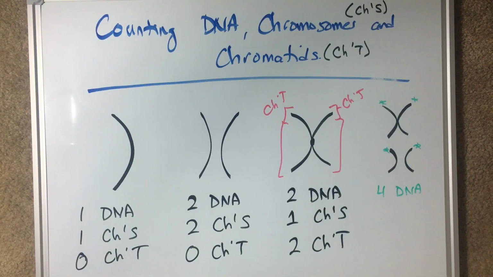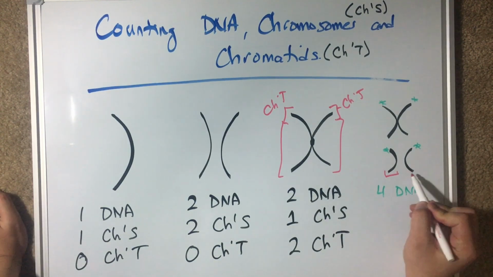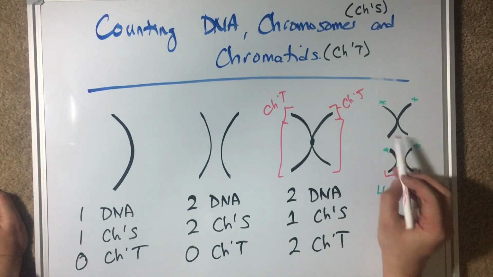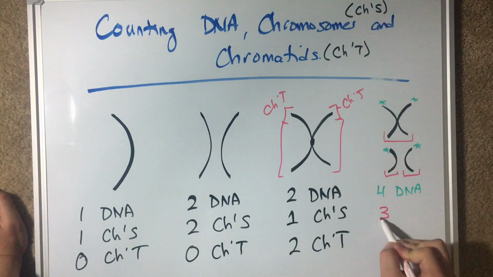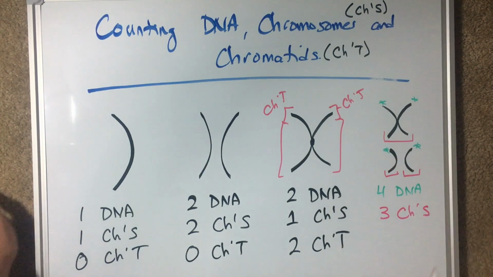How many chromosomes do we have? Well, we've got one entity, two entity. This one's connected, so this is 3 entities. So 3 chromosomes.